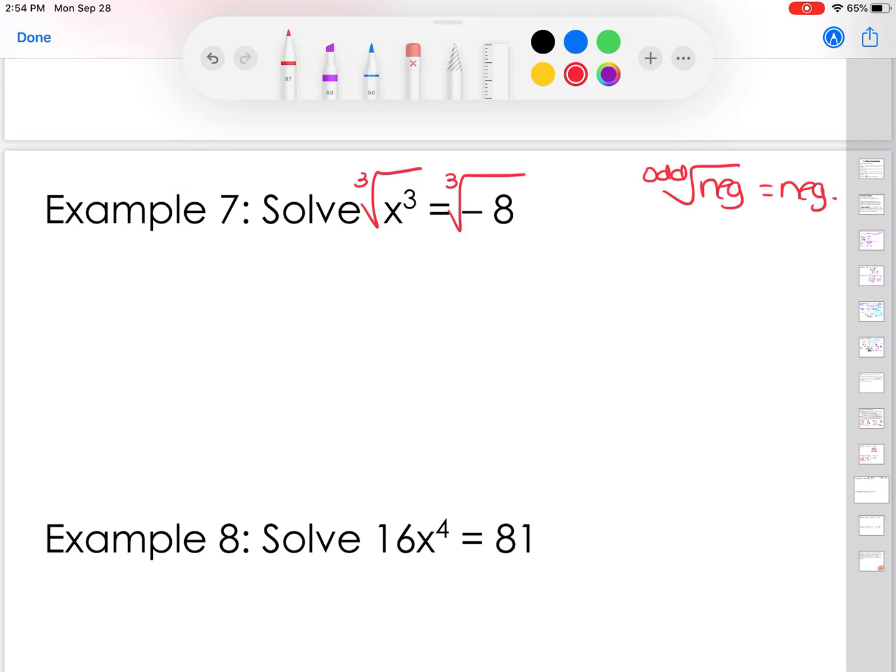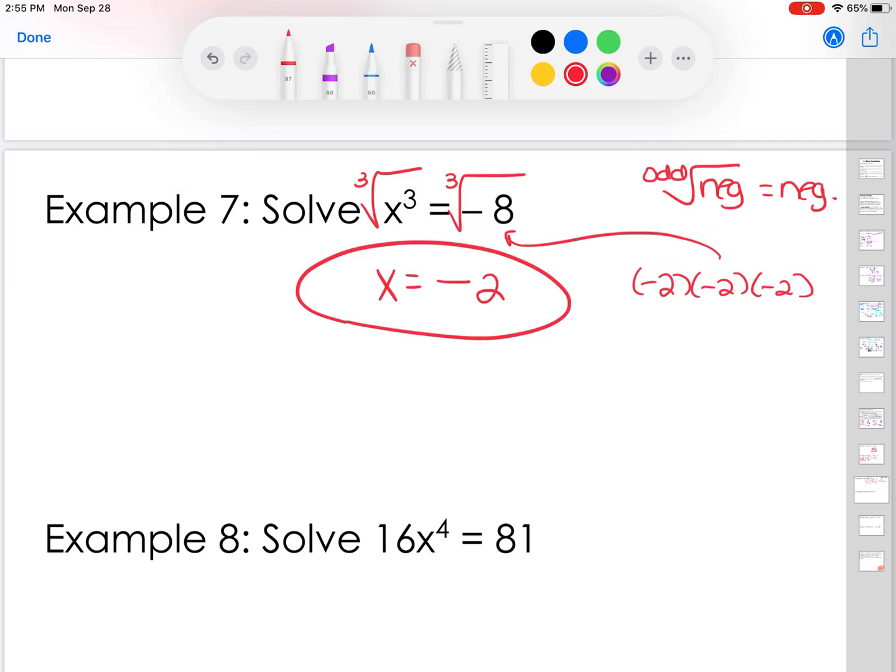The cube root of 8 is 2 because it is an odd root. We're going to deal with that negative, so we're going to get -2. And just double check, -2 times -2 times -2 is in fact going to give us that -8. We're in good shape.